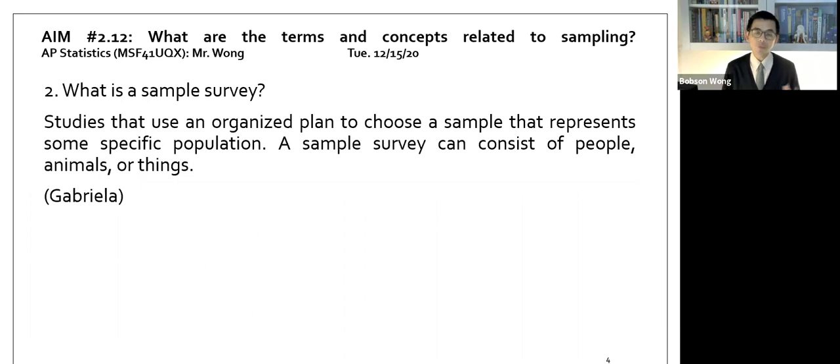So let's move on here. So what is a sample survey? So as Gabriella points out, a sample survey can consist of people or animals or things. It's basically getting information from some sample. And the key concept about a sample is that it has to represent a population. You don't want to pick a sample that doesn't reflect the entire population, because if it doesn't reflect the population, then you're going to get a flawed sample, and so you're going to get flawed results.